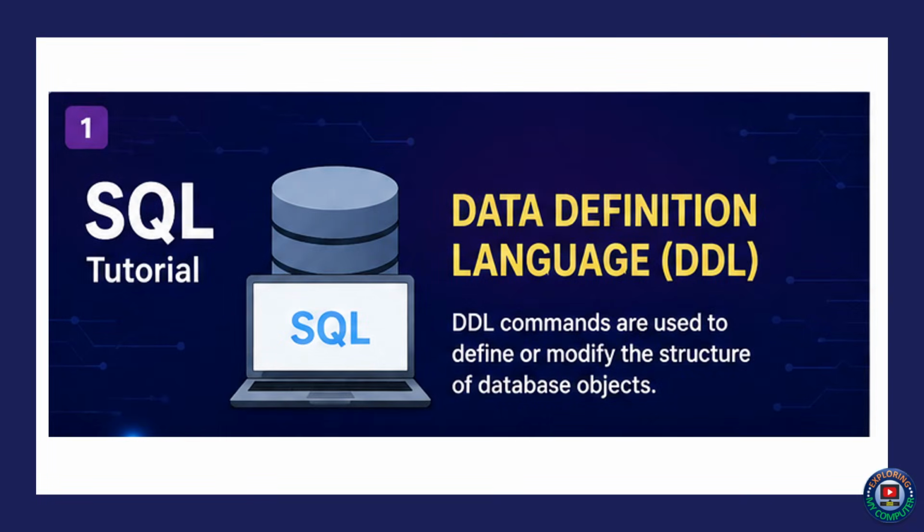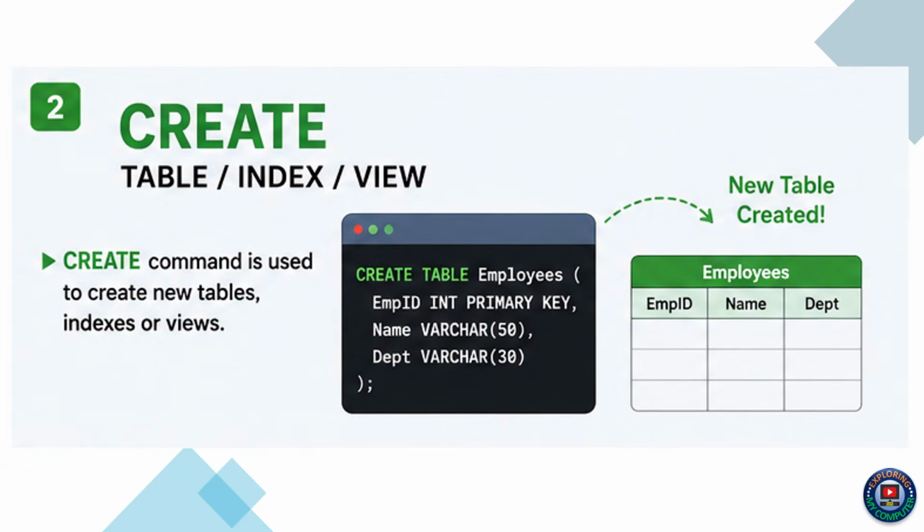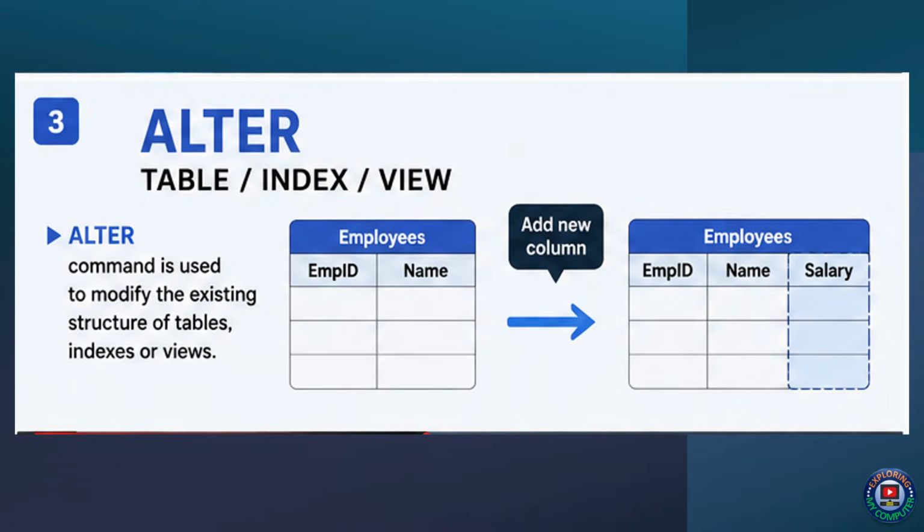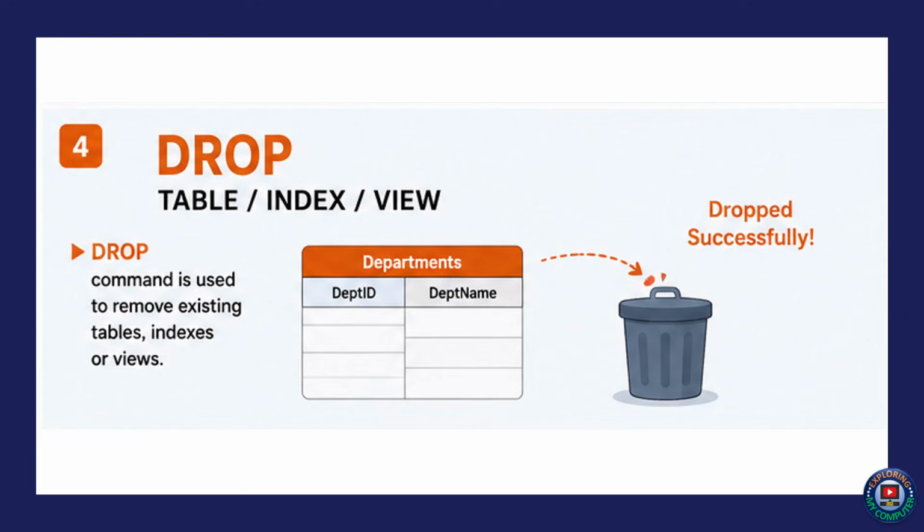DDL commands are used to define or modify the structure of database objects. Create command is used to create new tables, indexes or views. Alter command is used to modify the existing structure of tables, indexes or views. Drop command is used to remove existing tables, indexes or views.